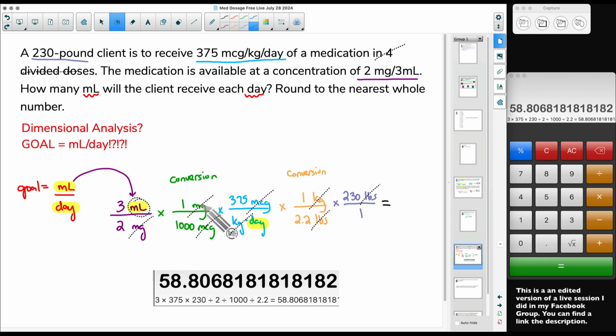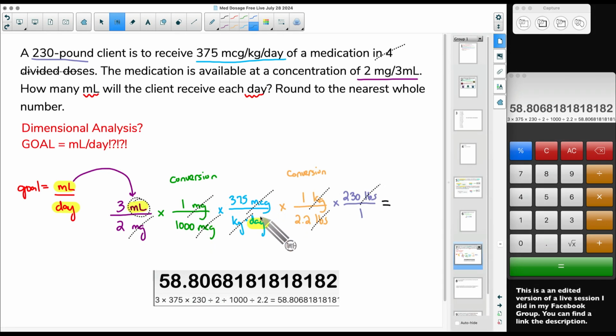You get rid of stuff. And like right here, we got rid of milligrams. We got rid of micrograms. And what happened right here, y'all? The word day popped up because that was what was with the 375 micrograms per kilogram per day. The word day popped up right here. Those are the 2 words. Milliliters and day are the 2 words that we want.